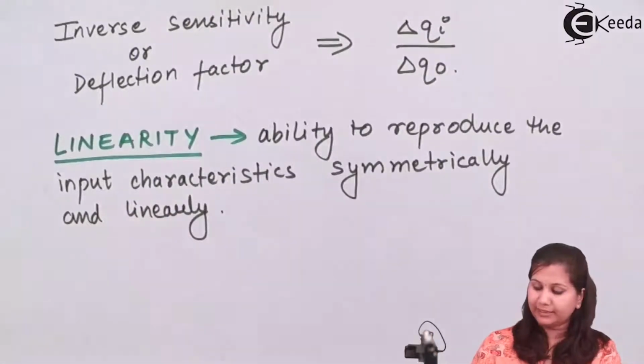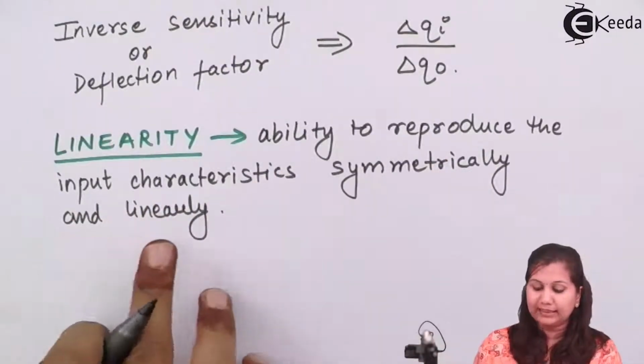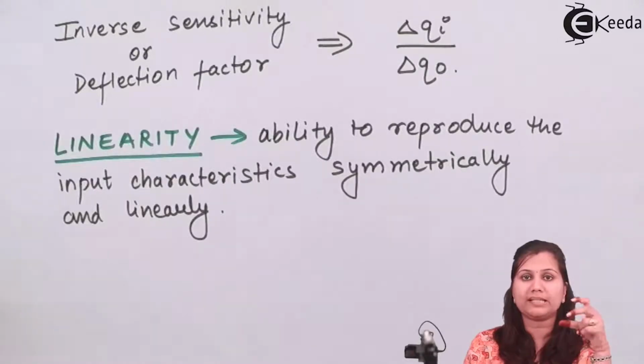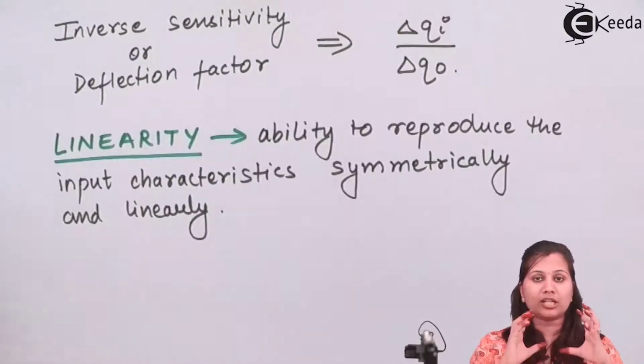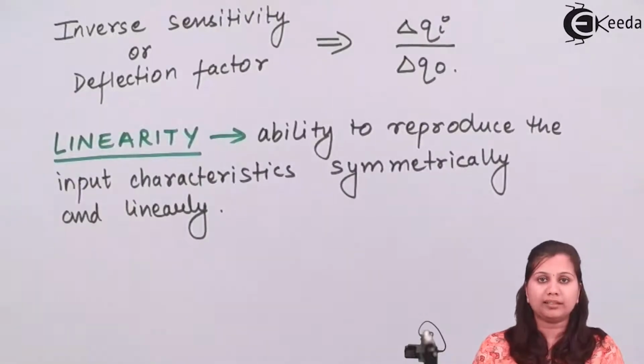Linearity is defined as the ability to reproduce the input characteristics symmetrically and linearly. Suppose we have an instrument, we apply an input to it, and we get an output. If the output values are very close to the input and change linearly with it, so that whenever we change the input the same amount of change takes place in the output, it means the changes in input and output are proportionate to each other. That type of instrument is called a linear instrument.